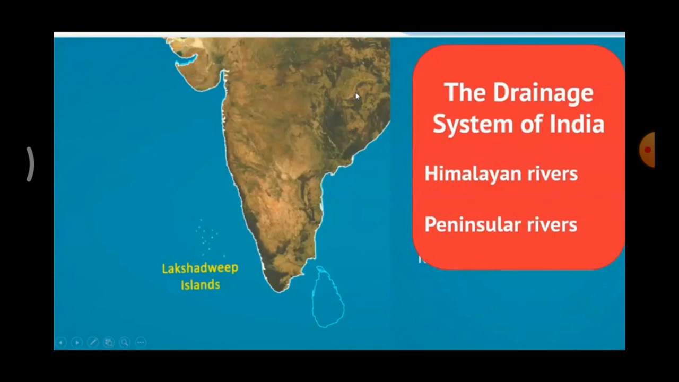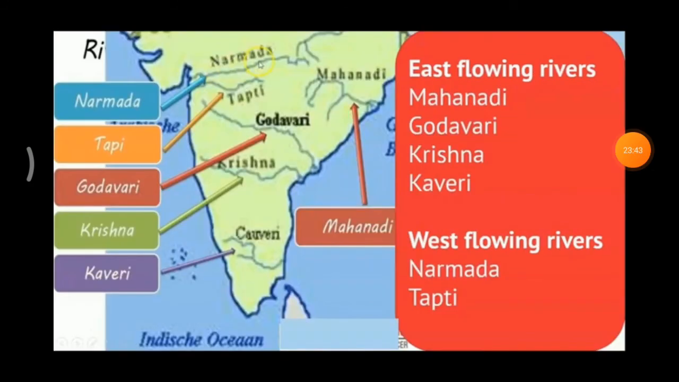Peninsular rivers. The rivers in South India are called the peninsular rivers. These peninsular rivers are divided into two types, west flowing rivers and east flowing rivers. East flowing rivers, first one Mahanadi. The river Mahanadi originates near Chhattisgarh. Godavari. Godavari is the longest river. It is also called Vridha Ganga. What is another name of Godavari? Vridha Ganga. Krishna river. It flows through Andhra Pradesh and joins the Bay of Bengal.